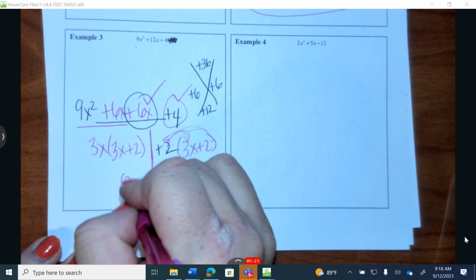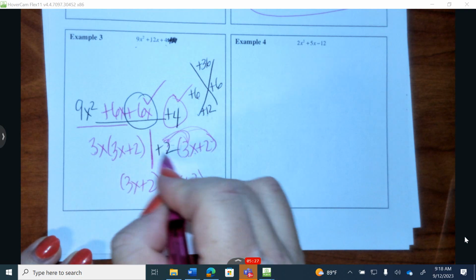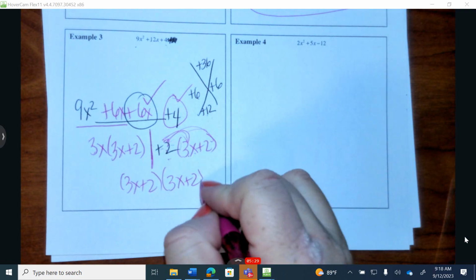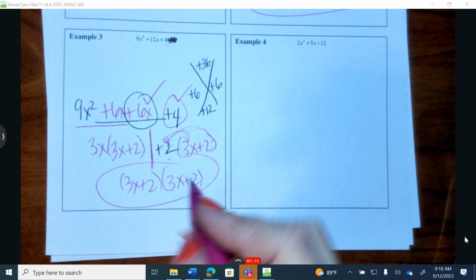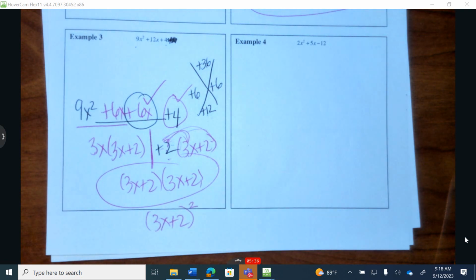Now, in the front is a 3x plus 2. In the back is a 3x plus 2. Leaving it like this is not wrong, but when you have the same quantity, in this case twice, we can write it as 3x plus 2 quantity squared.